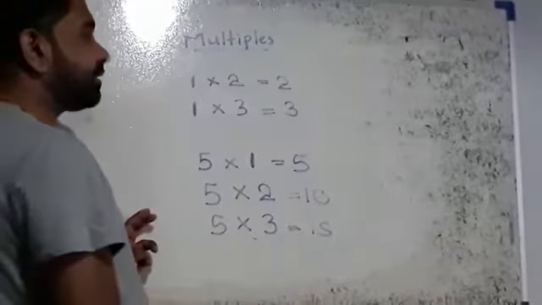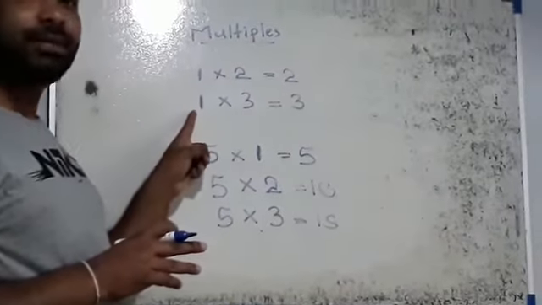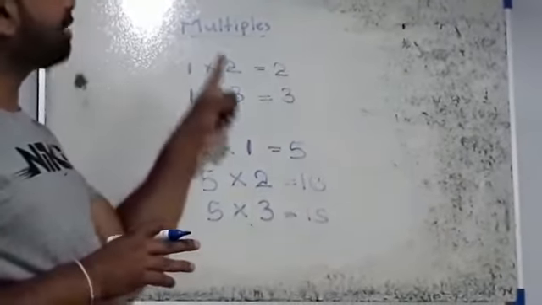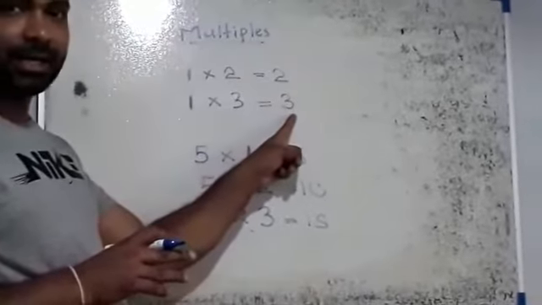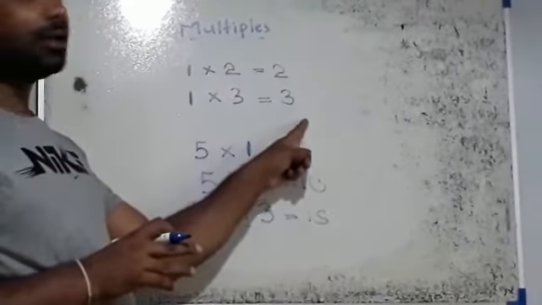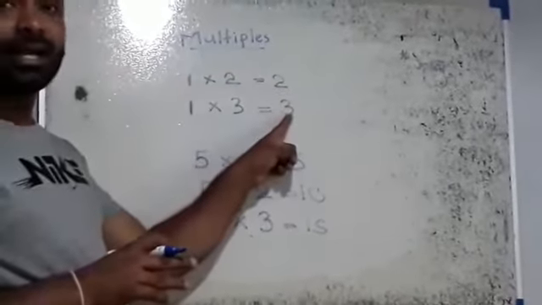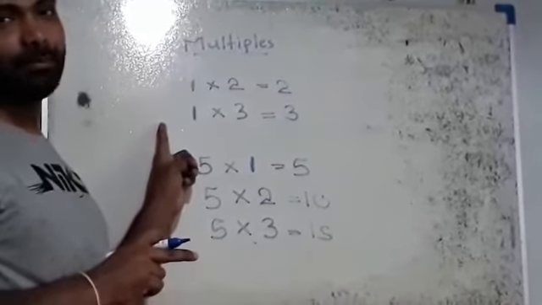So what is the definition? If you multiply a whole number by another whole number, you will get a product. Then that product is called a multiple of the selected number.